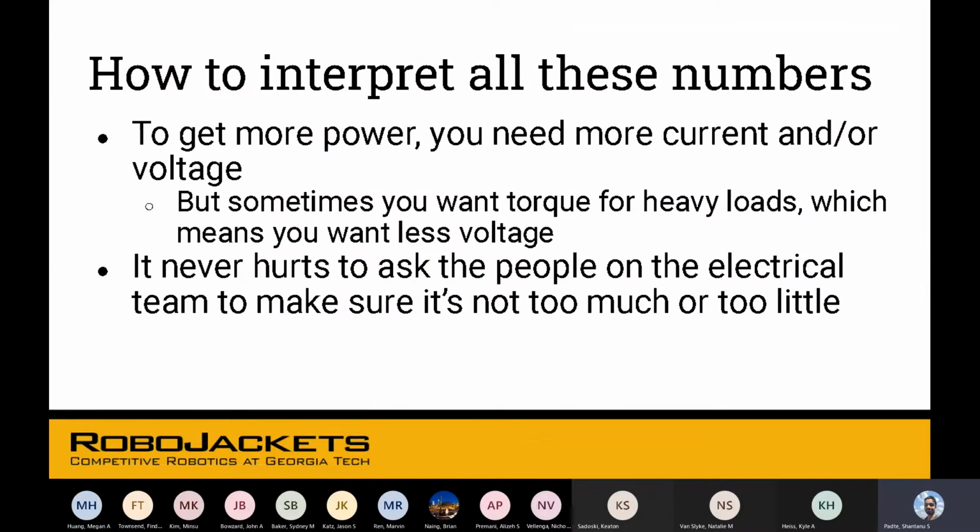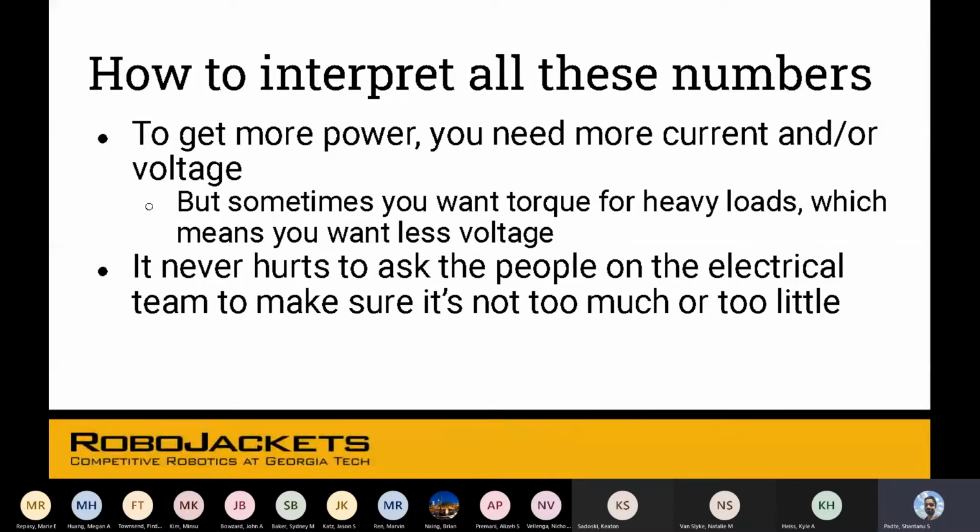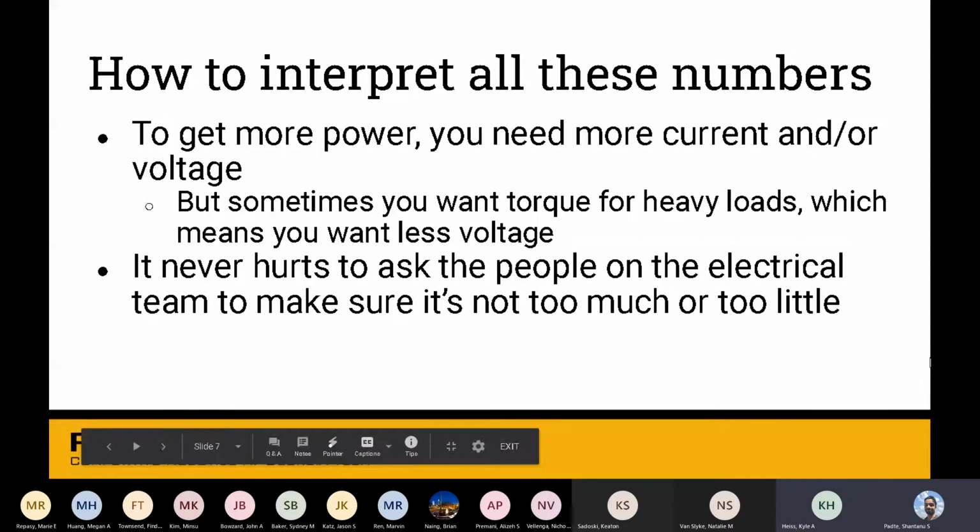Okay, so how do you interpret these numbers? To get more power, you need more current or voltage. Does anyone remember the formula for power we saw 3 slides ago? I hope people are answering in chat. We've got one answer for P equals IV. Okay, yeah, that's right.